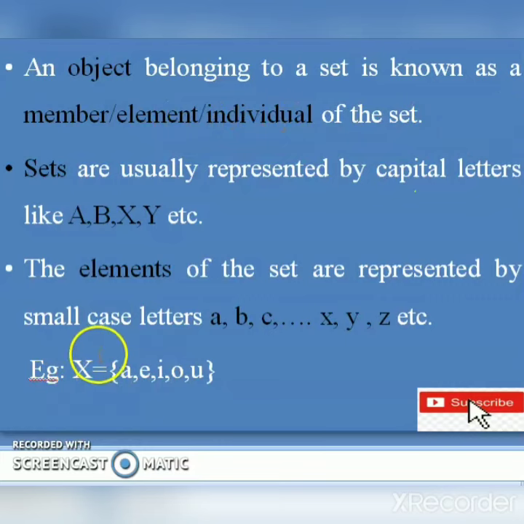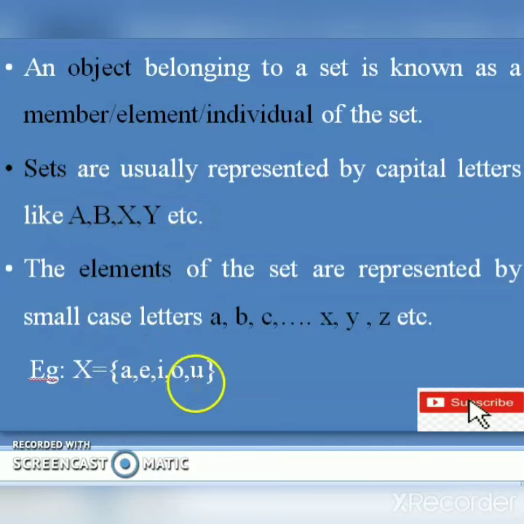For example, here we have a set X = {A, E, I, O, U}. Here A, E, I, O, U are known as elements, objects, members or individuals of that particular set. Now, how are sets represented? Sets are usually represented by capital letters, as we can see here. X is the set in this example, and in general it can be A, B, X, Y, etc.